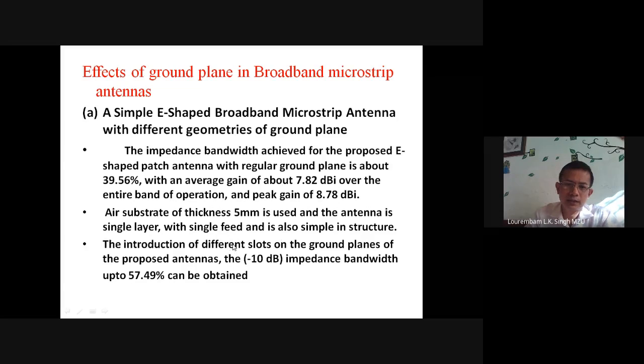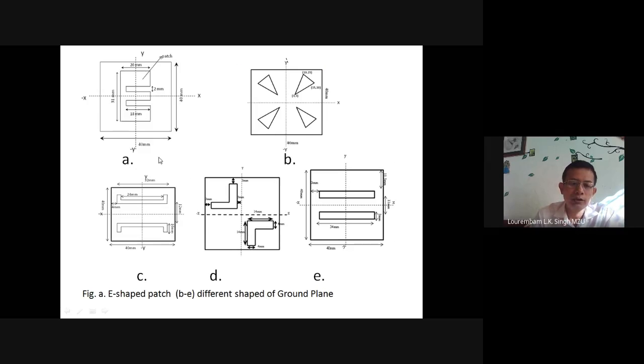So what we can see here is that with the change in the shape of the ground plane, we can achieve improvements. Suppose one antenna has a bandwidth of around 39.56%, with a gain of around 7.82 and 8.78 as the peak gain. If we provide some different slots on the ground plane of the proposed antenna, then from 39.56% it can go up to 67.49% in one of our studies.